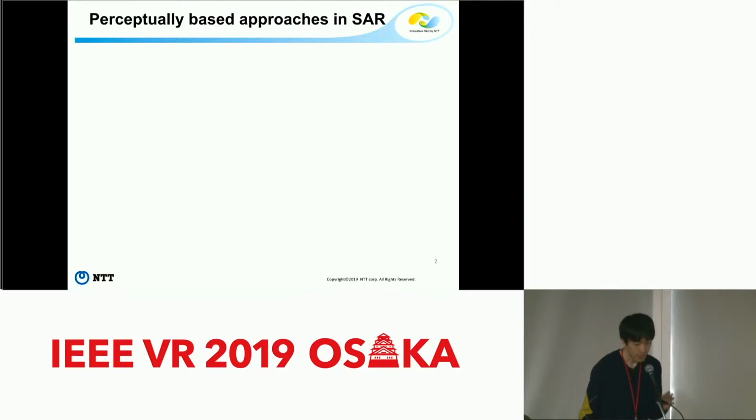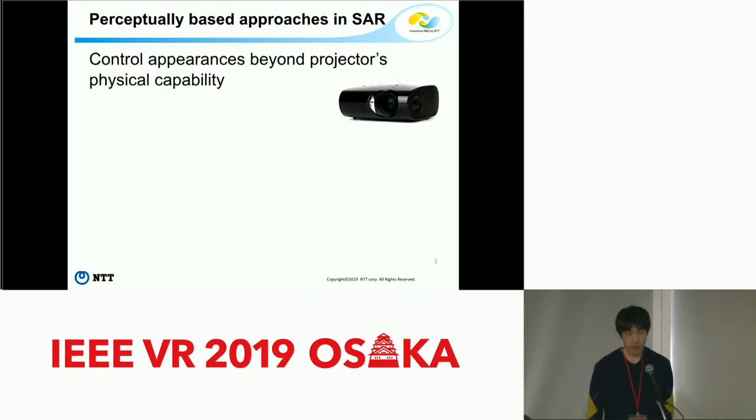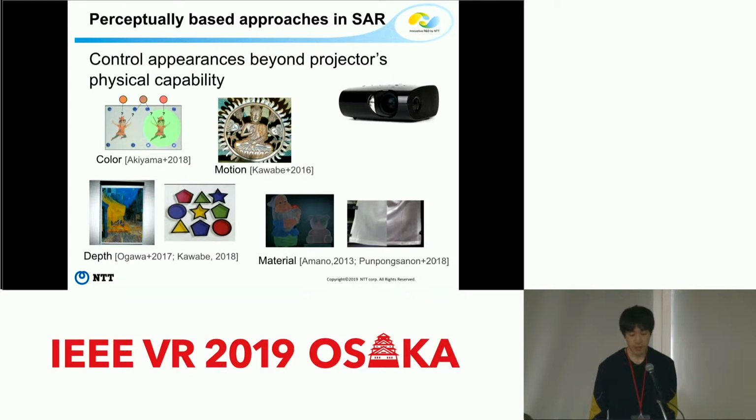Recently, as you know, there is growing interest in human perception, especially in research areas of virtual reality and augmented reality. One reason for this is that understanding perception can lead to overcoming difficult conditions constrained by physical constraints. For example, in the area of spatial augmented reality or projection mapping, many studies try to utilize the perceptual property of the human visual system to control appearances beyond the projector's physical capability, such as dynamic range.